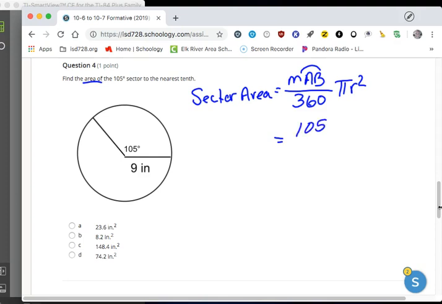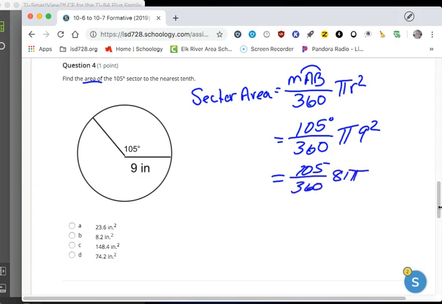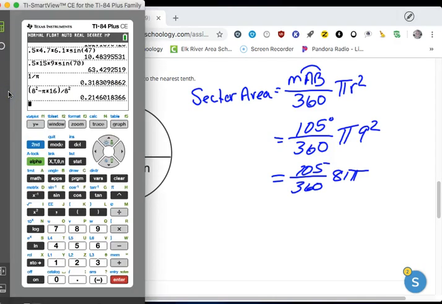So I have 105 over 360, and my radius is 9. So I have 105, 360, 81 pi. They didn't tell me to round to the nearest tenth here, but I can put this in my calculator. 105 divided by 360, times 81 times pi. And I'll be able to come up with 74.2.